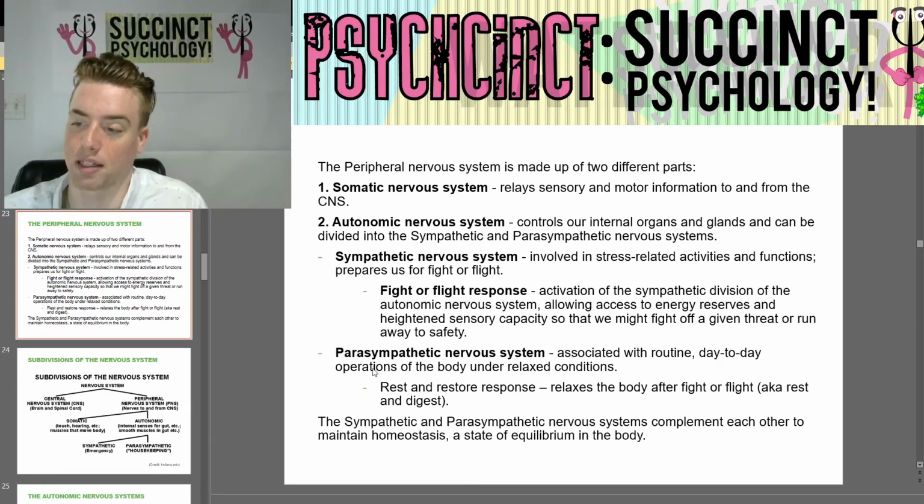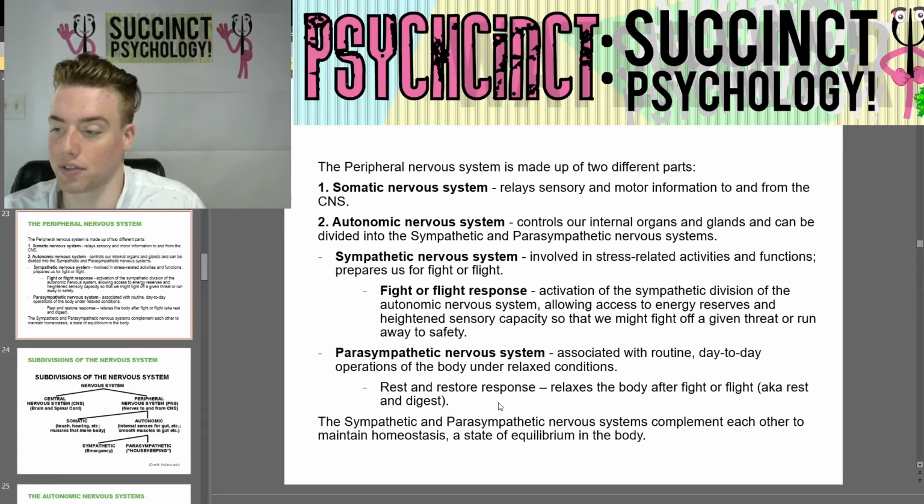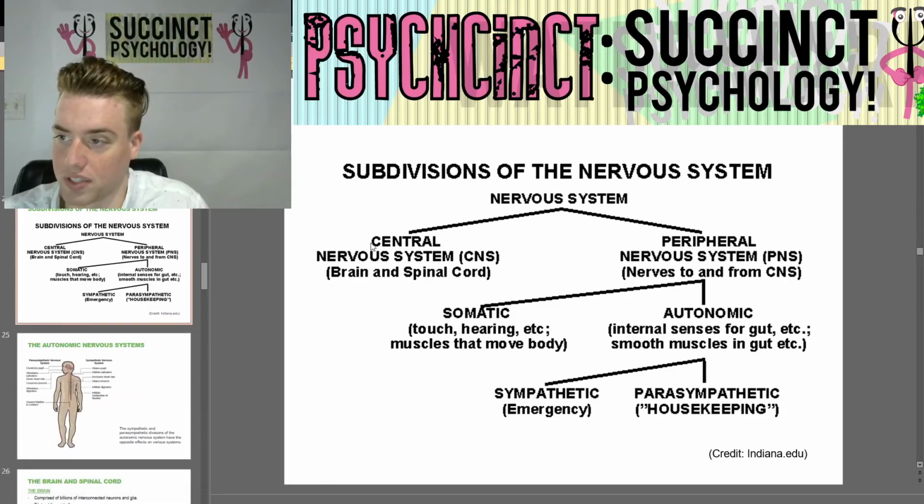Now, the parasympathetic nervous system is associated with routine, day-to-day operations of the body under relaxed conditions, and also has the rest and restore response, which relaxes the body after fight or flight, aka rest and digest. So the sympathetic nervous system gets you ready for fight or flight, and the parasympathetic calms you down after you're out of that situation. The sympathetic and parasympathetic nervous systems complement each other to maintain homeostasis, which is a state of equilibrium in the body.